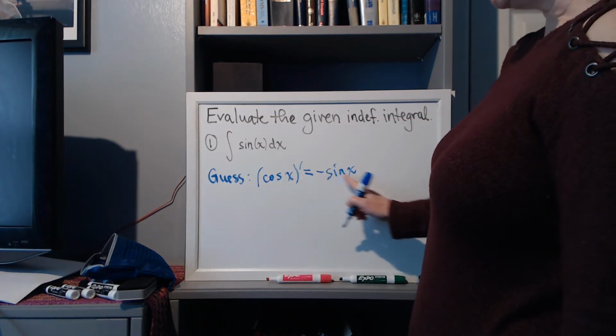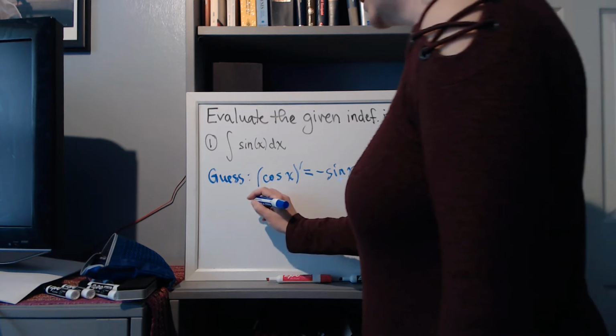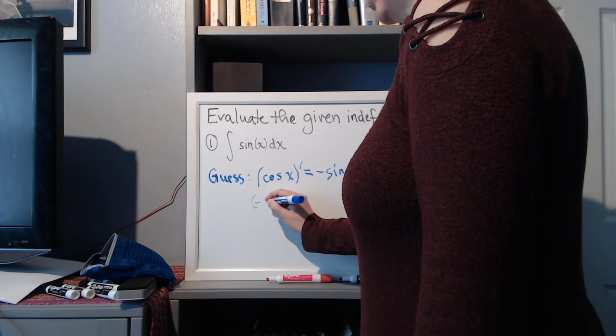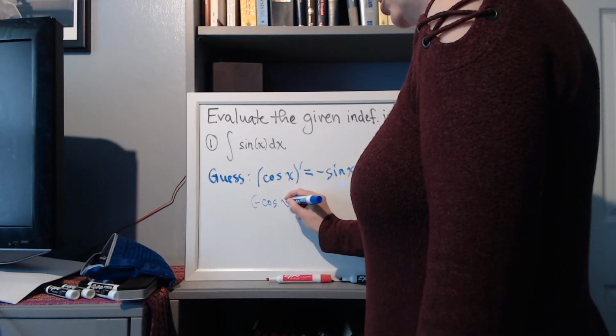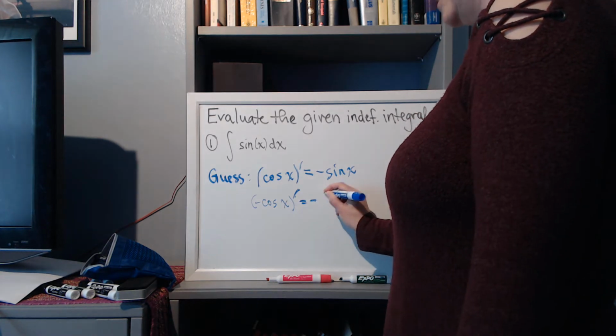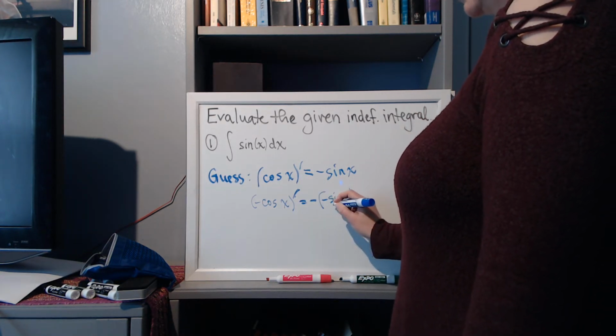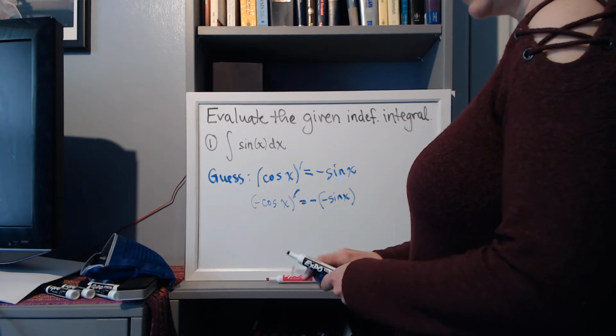And the way we're going to fix things here is we're going to use the constant multiple rule from derivatives, and we're going to just double check. If we do the derivative of negative cosine, that's going to give us negative of negative sine x. That is our constant multiple rule. And so the negatives cancel out and give us positive sine x.